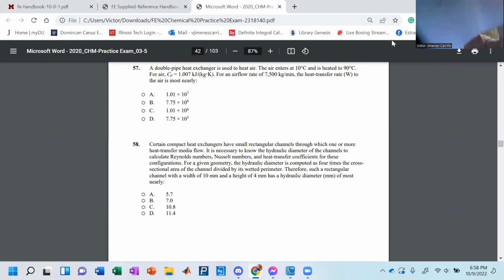Next one is 57. 57 states a double pipe heat exchanger is used to heat air. Air enters at 10 degrees C and it's heated to 90. This Cp is that. The airflow rate is 75 kilos per minute, and the heat transfer rate to air is most nearly blank. Well, again, I know it says heat exchanger, but remember, we live in the world of thermodynamics where we can describe basically everything with it. The first equation that should pop in your head is Q is equal to m Cp delta T.